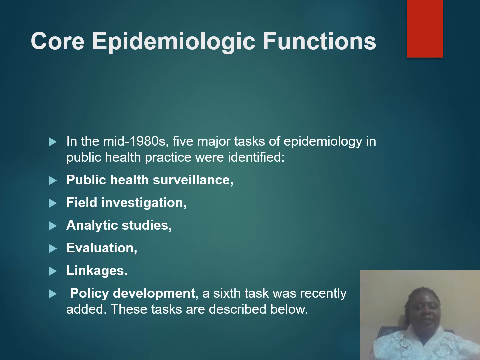In the mid-1980s, five major epidemiological tasks in public health were identified, and they are: one, public health surveillance; two, field investigation; three, analytic studies; four, evaluation; five, linkages; and the sixth one that was recently added is policy development.